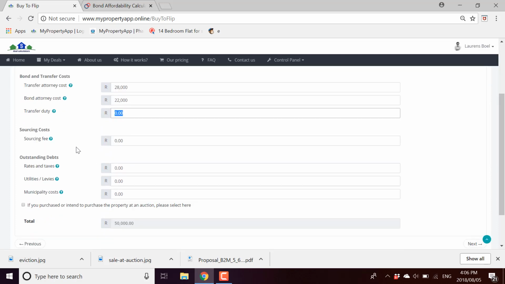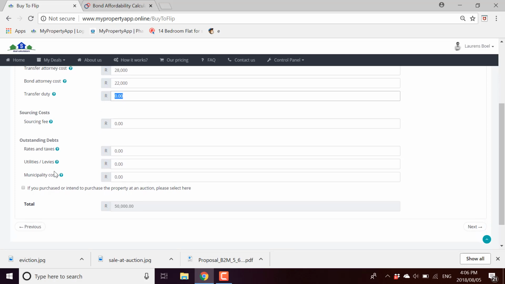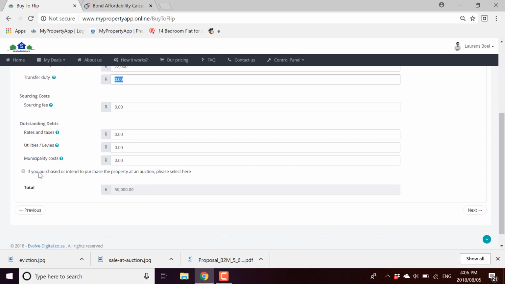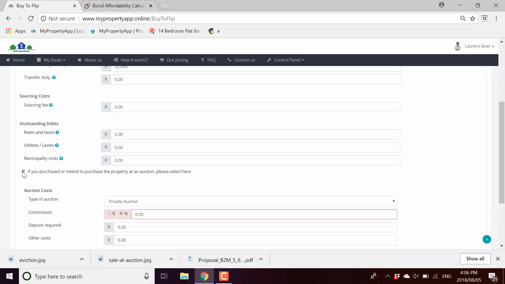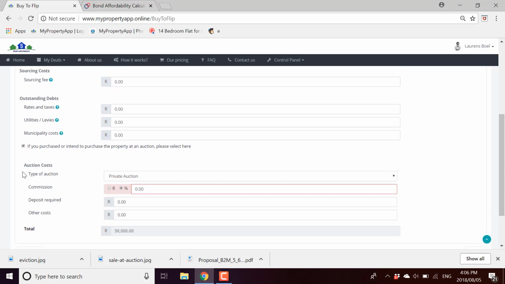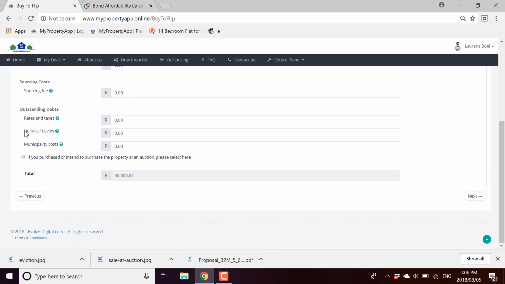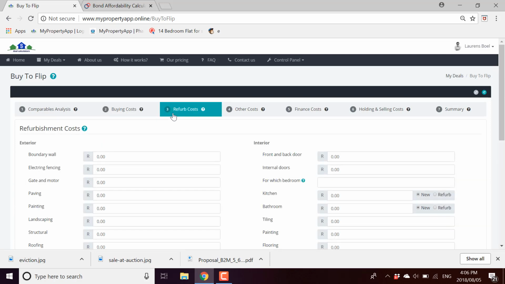Sourcing fee. Are you potentially sourcing this onto an investor, and what would your fee be? Are there any outstanding rates and taxes, utilities, or municipal costs? And then also, if you purchase it at auction, you can select this, and then there would be some specific auction costs.